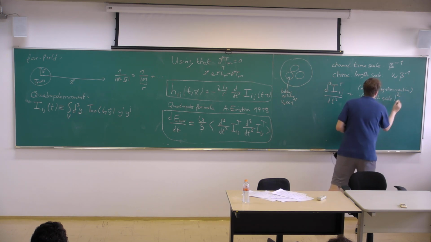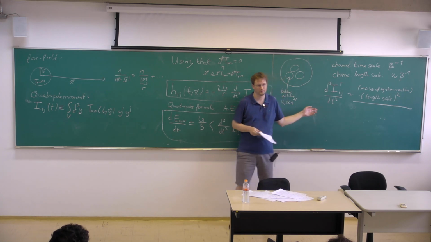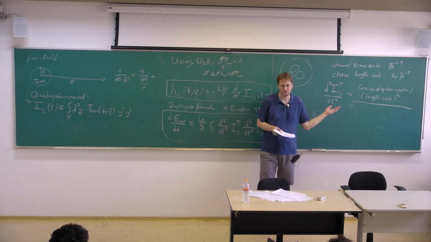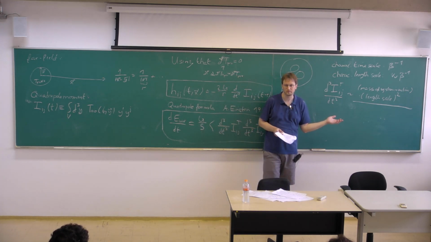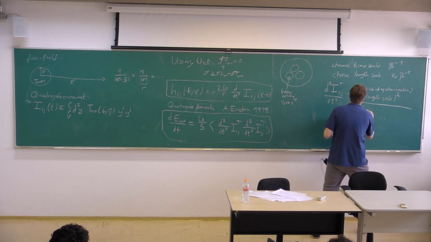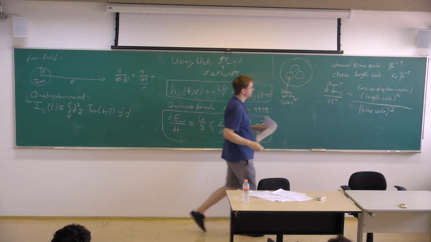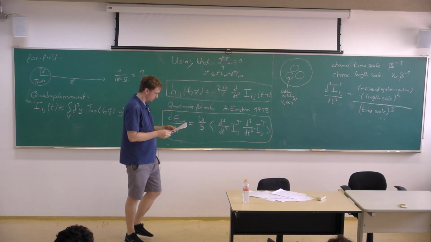scale squared. And now the time derivative, what does the time derivative do? Just for dimensional reasons, I have to divide by the characteristic time scale, right? So really I'm just doing dimensional analysis here. And I have to divide by the time scale to the third power, because I'm taking the third time derivative.